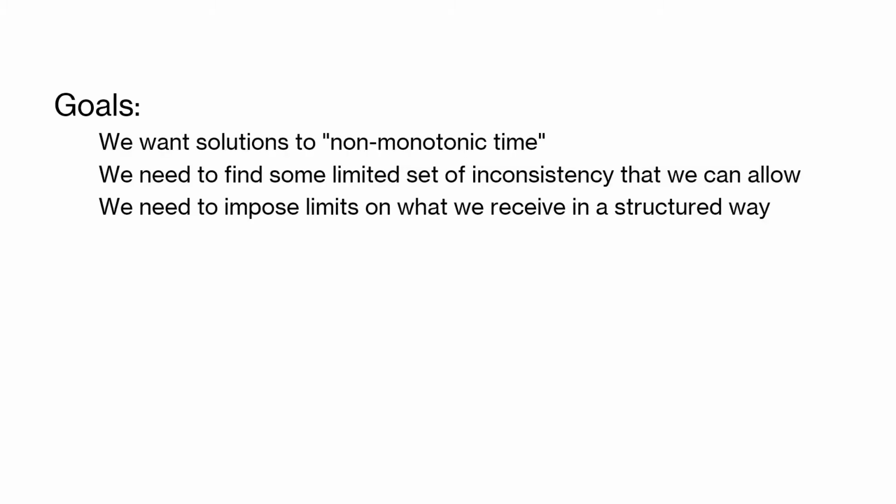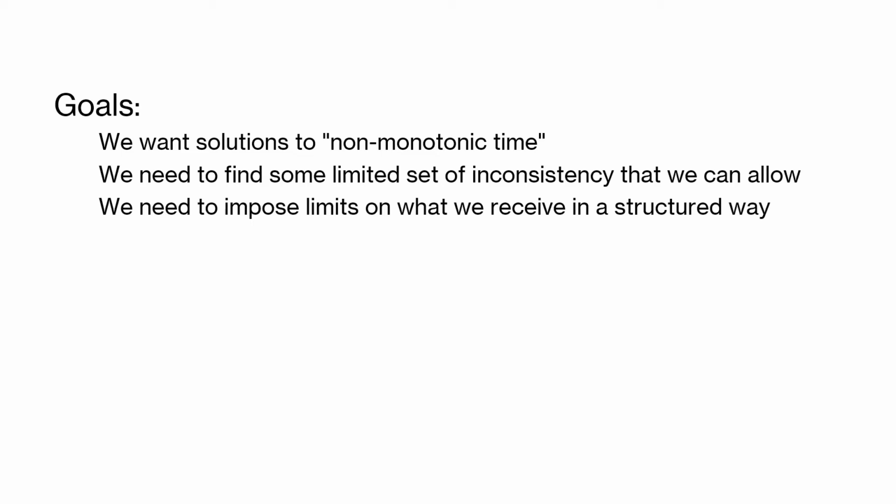So I've listed up 3 goals here. These are actually all the same goal as far as I can tell. We want solutions to dealing with non-monotonic time, the timing of the messages appearing in not the correct order. And we also need to allow some minimum amount of inconsistency in our system. From the CAP theorem, that's just the way it has to be.